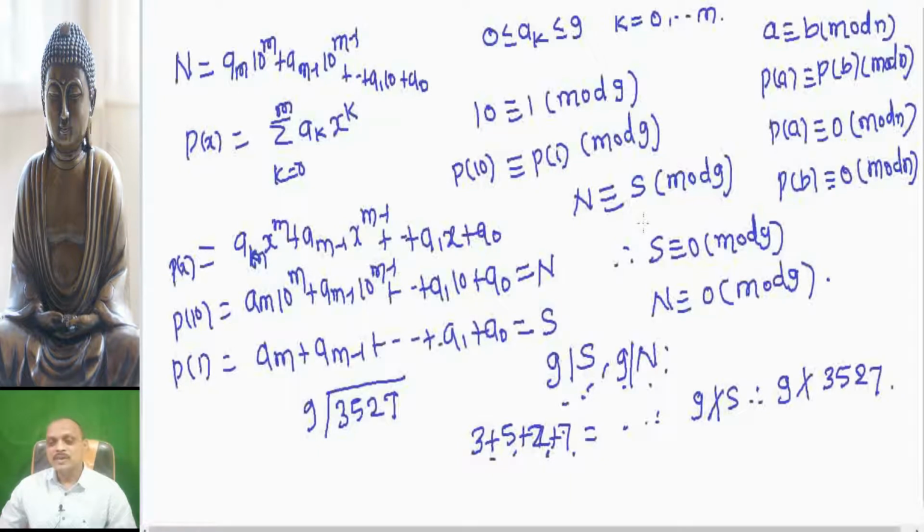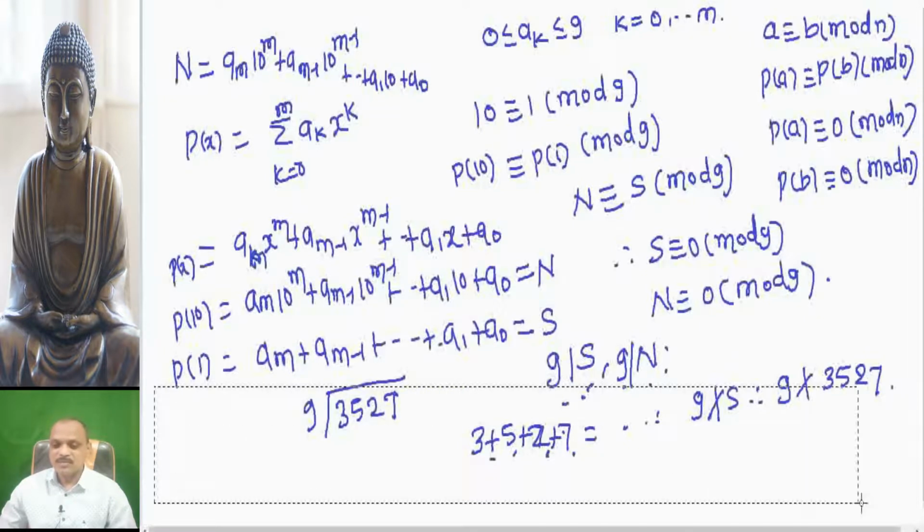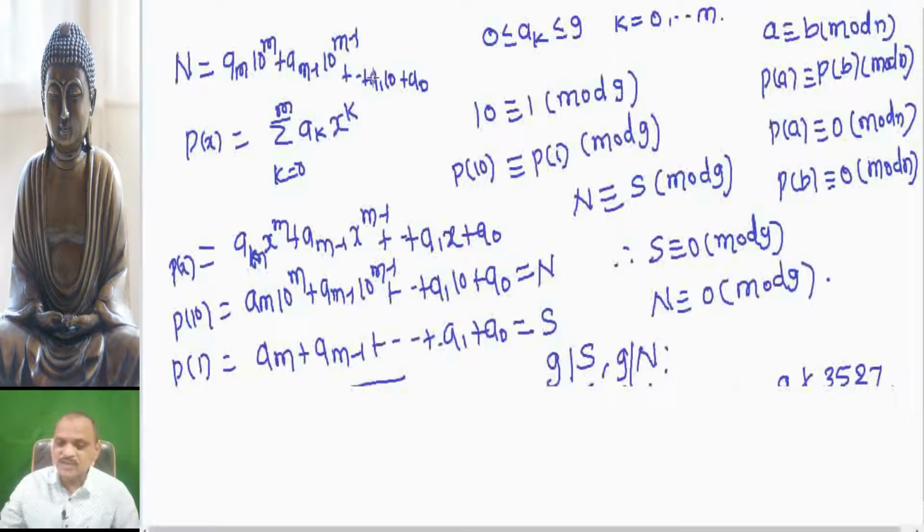So whenever this s is divisible by 9, then the number n is also divisible by 9, and conversely, if n is divisible by 9, this s is also divisible by 9. I will write the statement of this theorem, and we will apply the same criterion of checking to another number, that is 11.